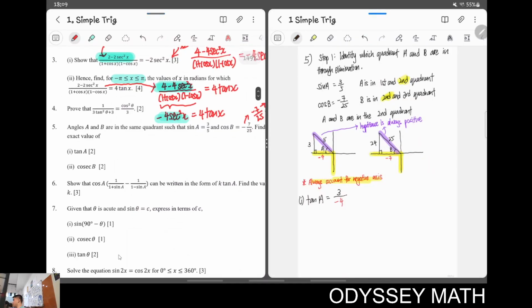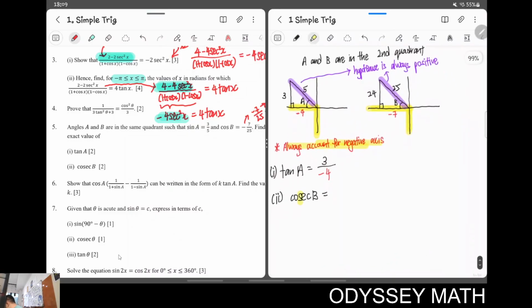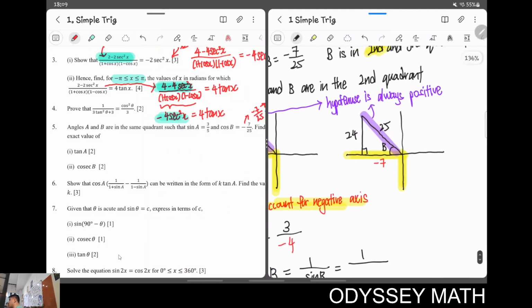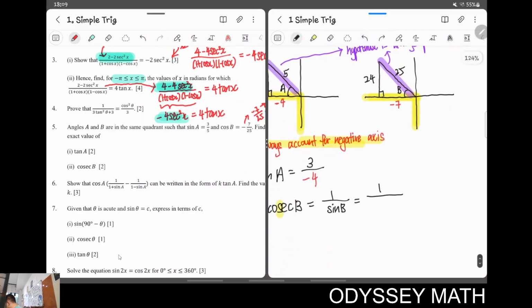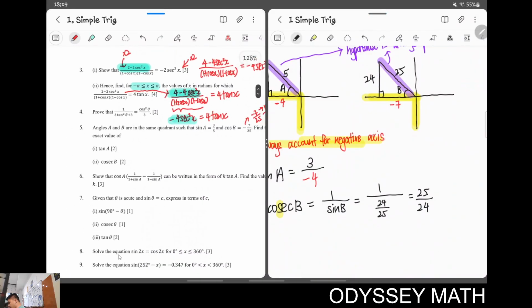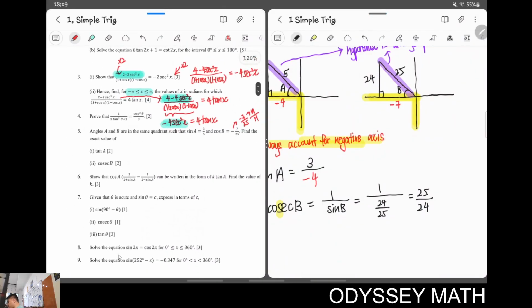Although very simple, you see just a fraction, 2 marks, but you can see the work that we have done along the way. Now part 2, cosecant B. Now remember to look at the third alphabet, that is S, which means this is 1 over sine B. So 1 over, what is sine B? So sine B is O over H, which is 24 over 25. Which is equals to 25 over 24. So that is for question number 5 over here.